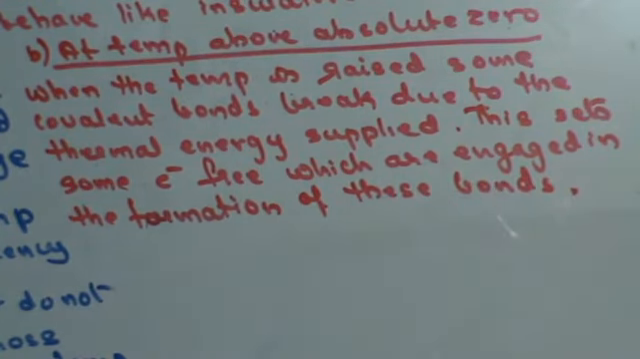Right? As a result, at room temperature, when the covalent bond is broken, the electrons have acquired sufficient energy to jump the energy gap from the valency band to the conduction band.